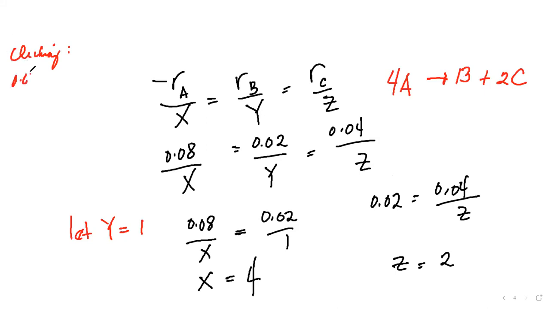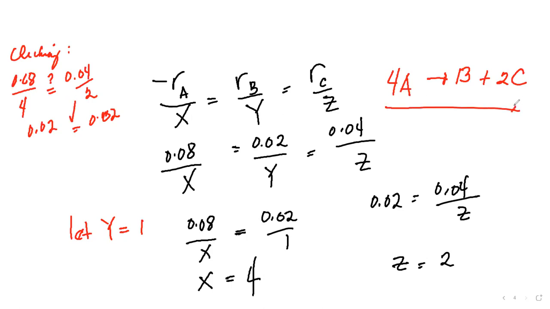You'll have 0.08 divided by 4. Is it equal to 0.04 divided by Z, which is 2? This is 0.02. This is 0.02. So check. So this is the stoichiometric equation. They should be all equal no matter what the pairing should be. So then this is your stoichiometric equation based on the data that we processed using the performance equation.